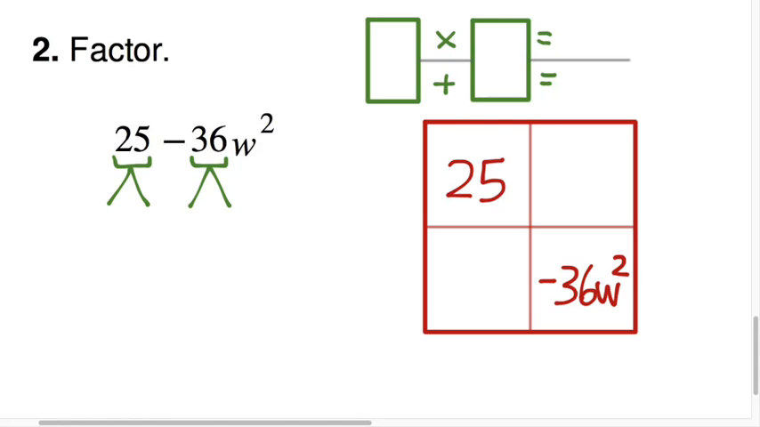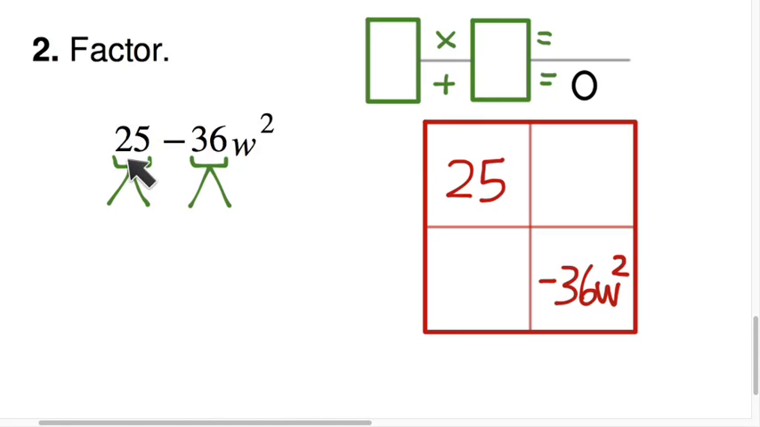Okay, well, what's the middle term? What are these two numbers going to have to add together to give me? It would be the coefficient of w to the first power. But there is no w to the first power. So what does the sum need to be? Zero. Okay. So my two numbers need to add together to give me 0.